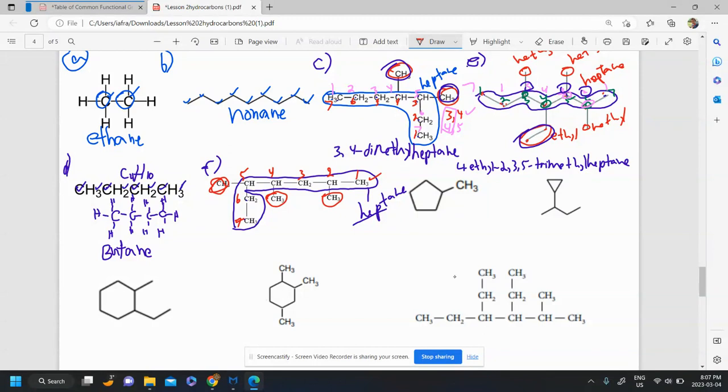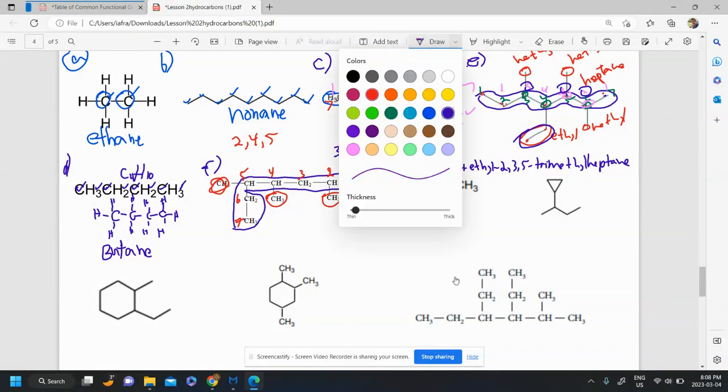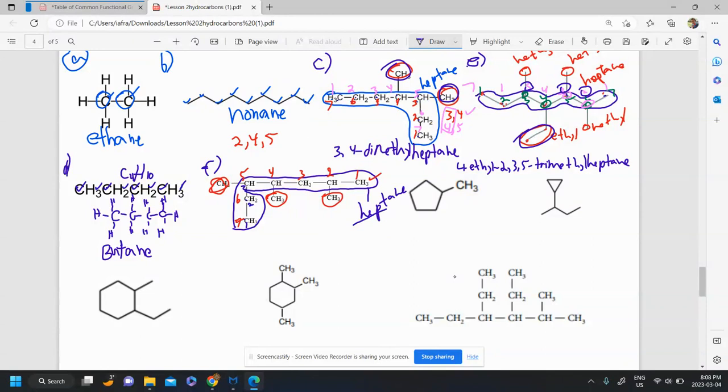If we do that, our substituents are going to be 2, 4, and 5. That's right, 2, 4, and 5. If we number the other direction, 1, 2, 3, 4, 5, 6, 7, our substituents would be 3, 4, and 6. So right here, red wins already.